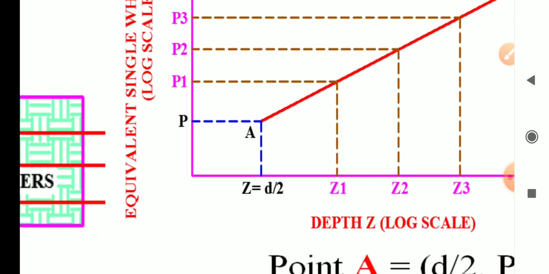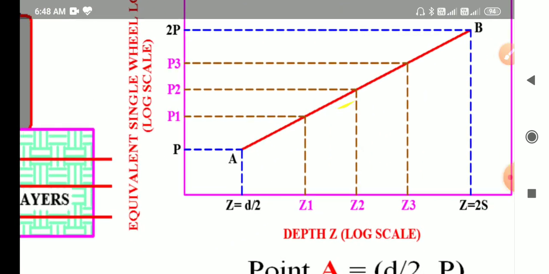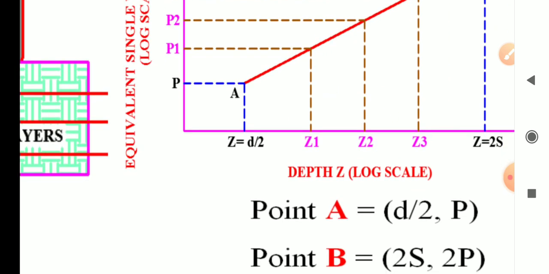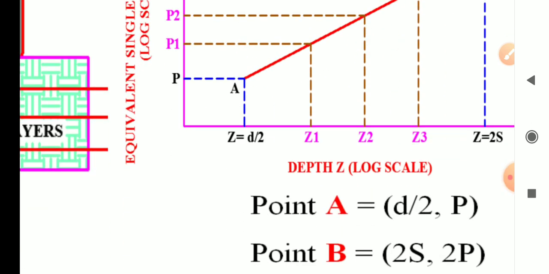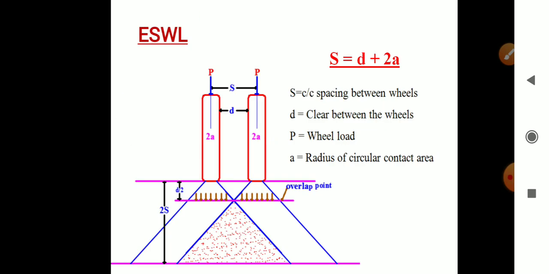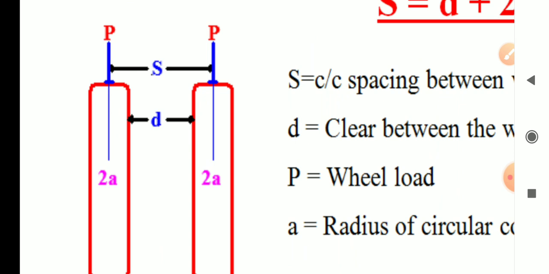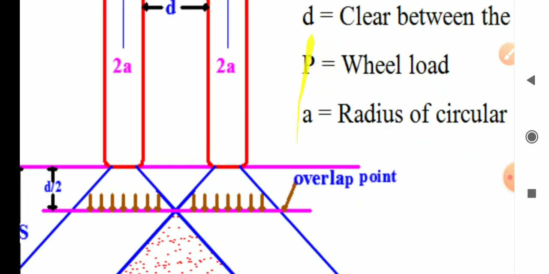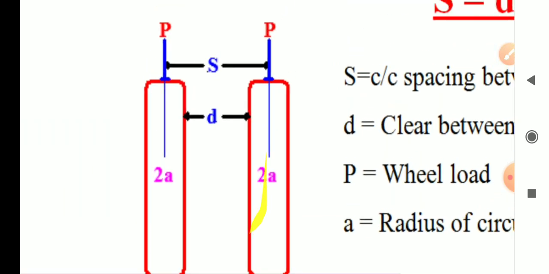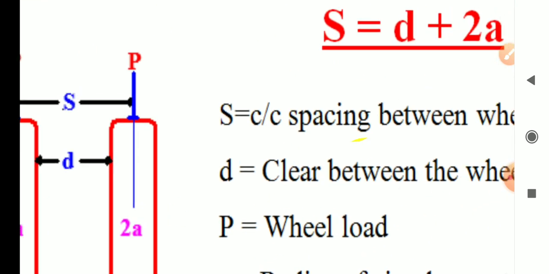So see, now the main preliminary part is, first we have to mark d by 2 point A and point B. First we have to fix them using the values of d by 2 comma p, and 2s and 2p. The d by 2 we can predict very easily, p also, 2s also, 2p also, because p, the wheel load, is given in the problem, d is the wall to wall thickness, that is also given, and s, the spacing of the wheels, is also given. If s is not given, s is equal to d plus 2a. Using this formula we can find it.